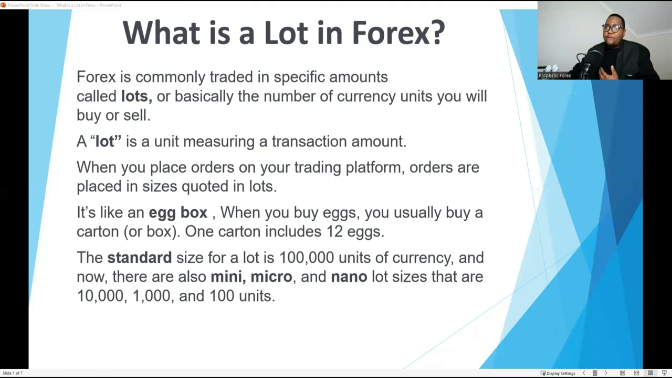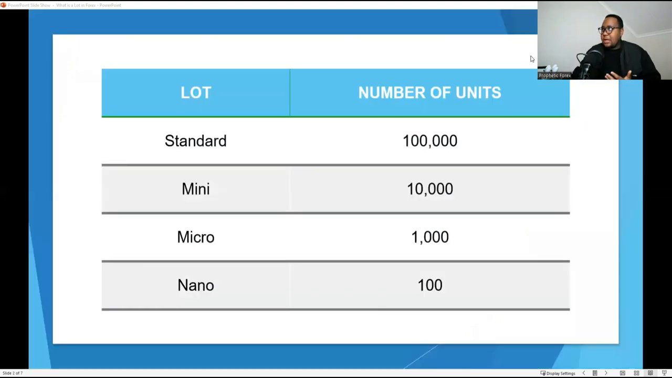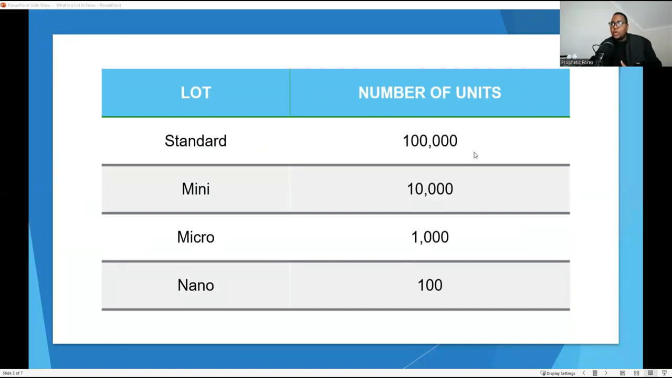Then of course we have mini, micro, and nano. These are types of lot sizes, and I want to cover them here. So we have a standard lot, which is 100 units. Then we have mini, which is 10,000 units. We have micro, which is 1,000 units. And then we have nano, which is 100 units. I hope you understand it.